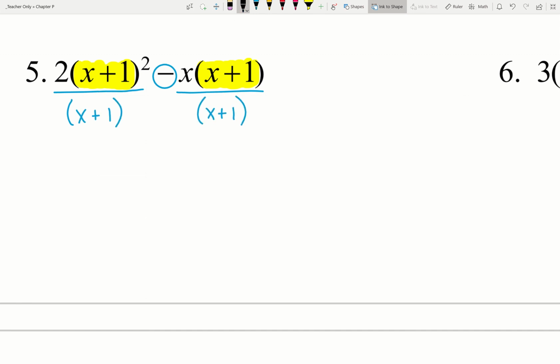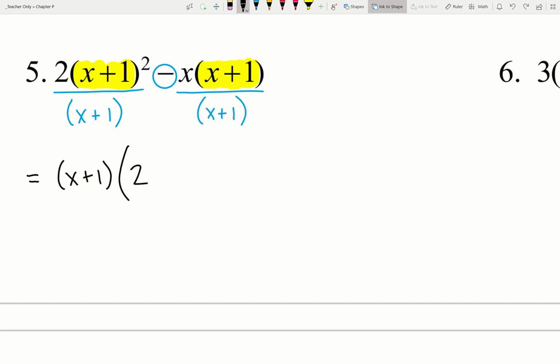Okay, and I'm running out of room there off to the side. I'm going to go ahead and continue down the page here. So when we write our GCF, that's simply just going to be x plus 1. We're going to write our GCF times the leftovers here. So this 2 right here doesn't really have anything else in the denominator that it can combine with. So I'm just going to go ahead and copy down a 2.